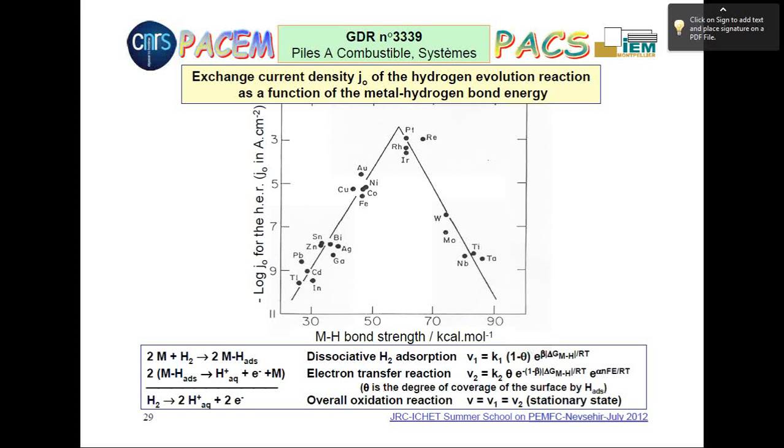It is related to the bond strength. If you have too high or too low bond strength, you have a very low current density for this reaction. So I think iridium is almost inhibiting the reaction, or not iridium, you mean rhenium? Iridium, is it inhibiting? No, the platinum group metals, most of them are active.